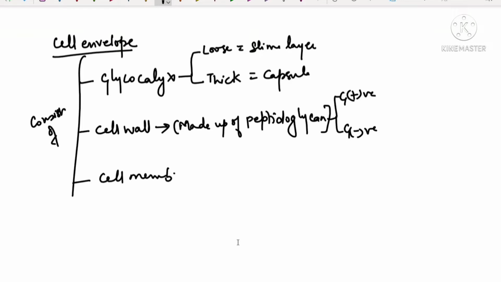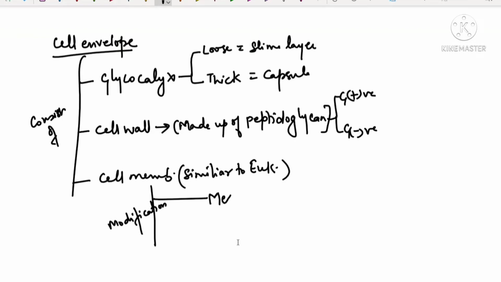The cell membrane is the structure which is similar to eukaryotes, and again it was a PMT question. Just like in eukaryotes, their cell membrane is also made up of phospholipid bilayer and protein. Now, cell membrane modification. First is mesosome.